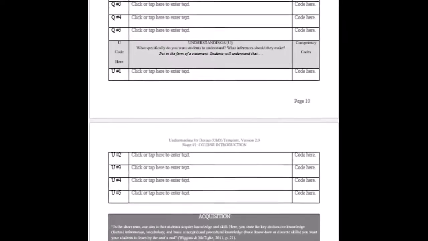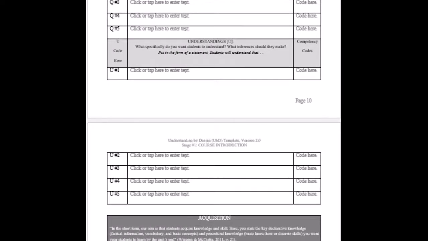The understandings subsection of the meaning section is asking you what specifically you want students to understand and what inferences should they make. Okay, so you will put these in the form of a statement structured like this. Students will understand that, and then you fill in the blank. Again, this is a 3-column structure.